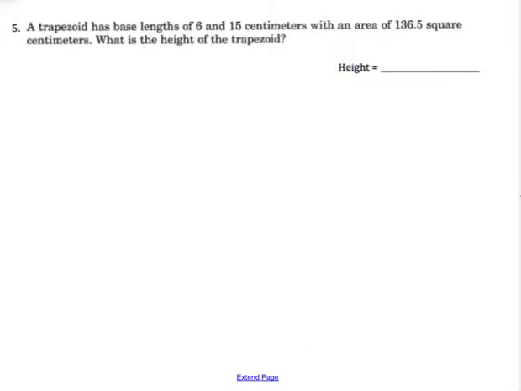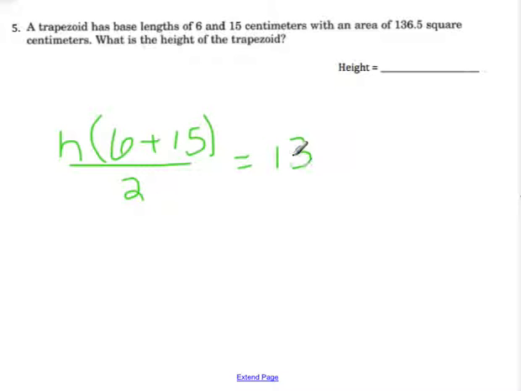All right, let's take a look at 5. A trapezoid has a base length of 6 and 15 centimeters with an area of 136.5 centimeters squared. What is the height? Well, let's plug in what we know into the trapezoid formula. Well, we don't know the height, so I'm going to call that h. So we're going to do the height times the sum of our two bases divided by 2 is equal to the area, which is 136.5.